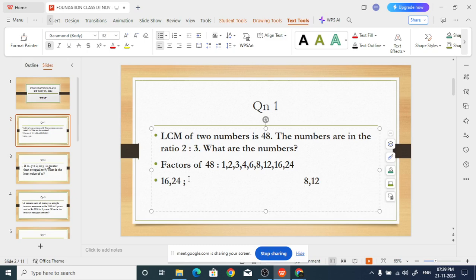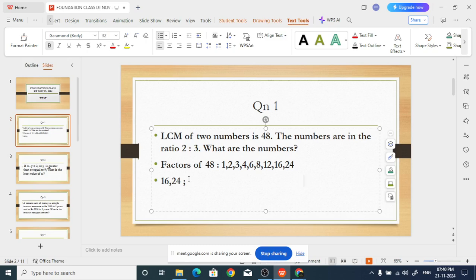What is the LCM you are getting? Somebody, what is the LCM you are getting for 8 and 12? Sir, 24, sir. 24. So it is not 48. So 8 and 12 is not the correct answer for this question. Understood, Sabari? Yes, sir. So it's 16 and 24. So 16 and 24 are the answers.